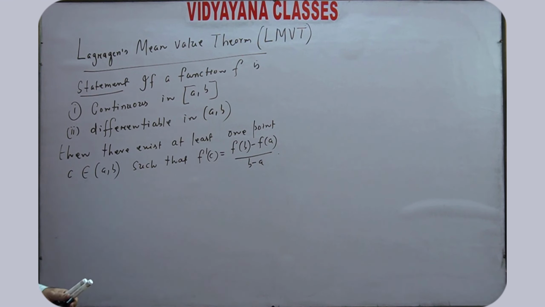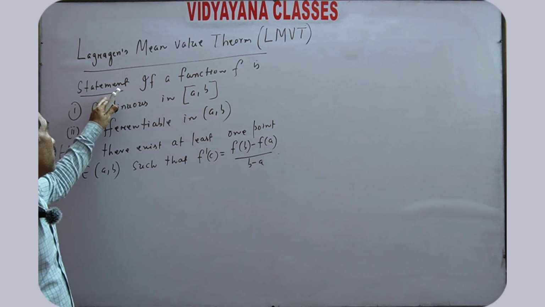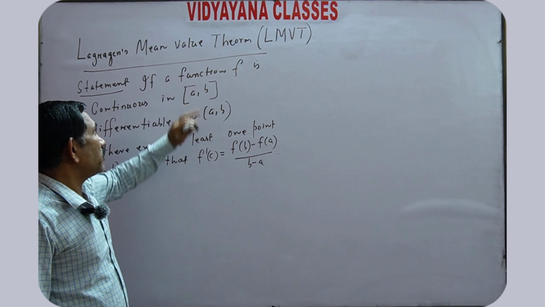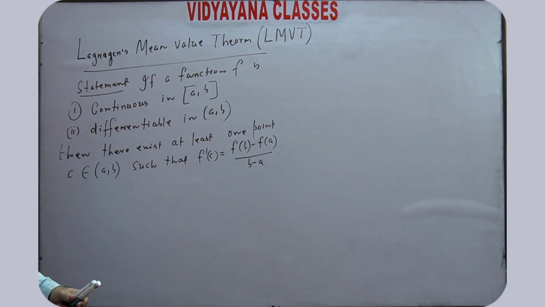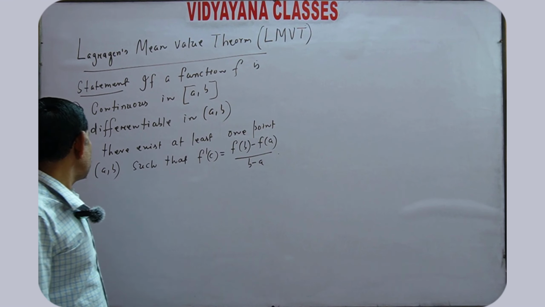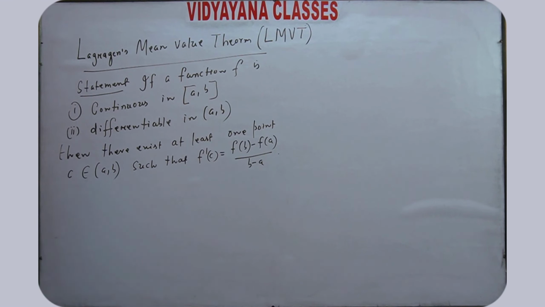Lagrange's mean value theorem statement. If a function f is continuous in closed bracket [a, b], differentiable in open bracket (a, b), then there exists at least one point c belongs to open bracket (a, b) such that f dash c is equal to f(b) minus f(a) divided by b minus a. Only the statement in your course.